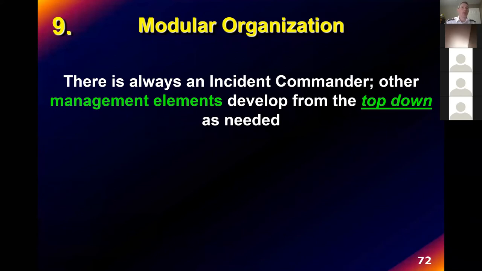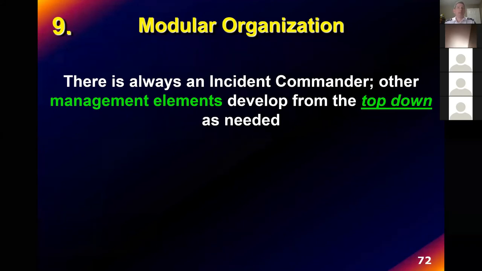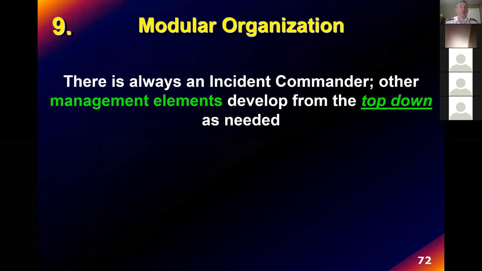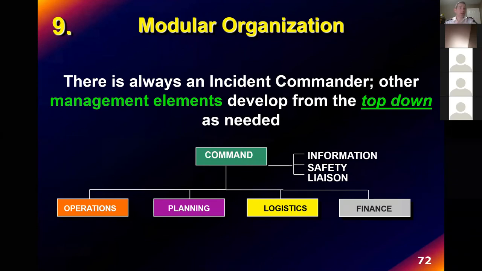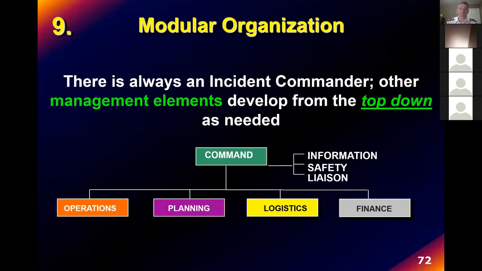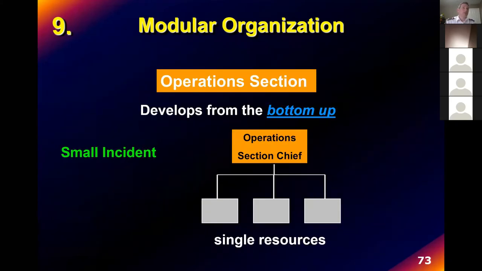Right? There's always an incident commander. And the other management elements will develop from the top down as needed, right? So here we have the incident commander. With the incident commander, maybe we need an operations section. Great, we're going to put an operations section chief in. We're going to put a planning chief, a logistics chief, a finance chief in, right? Now, this operations section is a little different in that it develops from the bottom up, right?